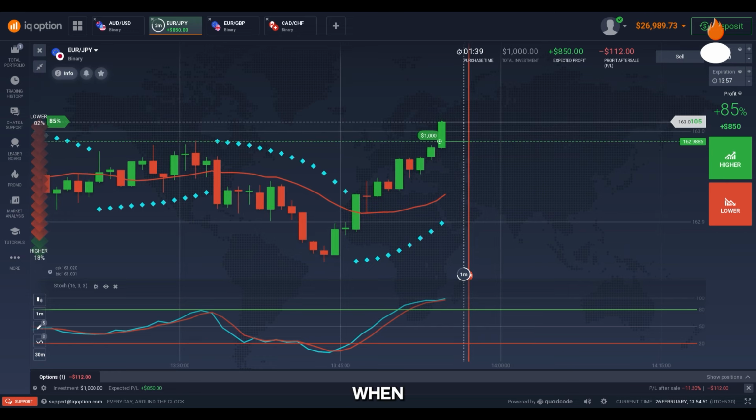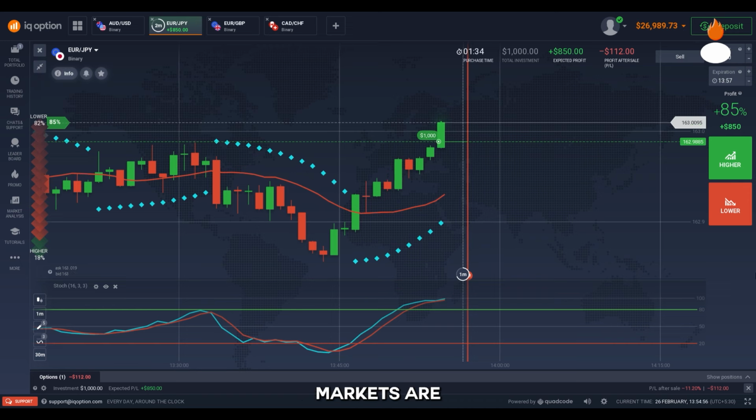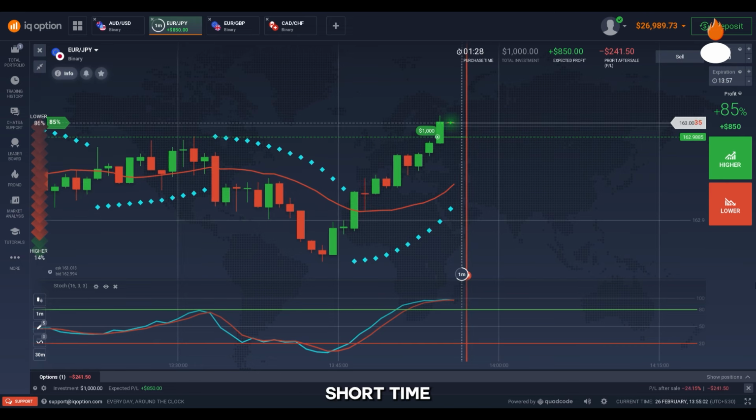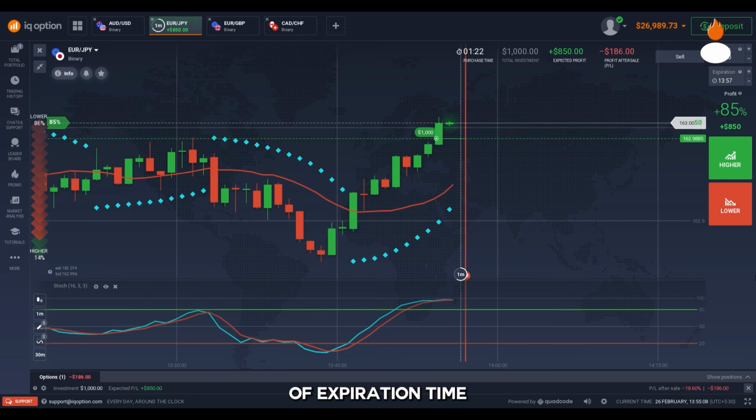I'll reiterate, when we open a trade, we need to allow some time for the market to follow its trend. Markets are always fluctuating, but they tend to move in a certain direction. Hence, opening trades with very short time periods can be risky for this strategy. It's advisable to open a trade with at least 2 or 3 minutes of expiration time. Okay, let's wait for the result.